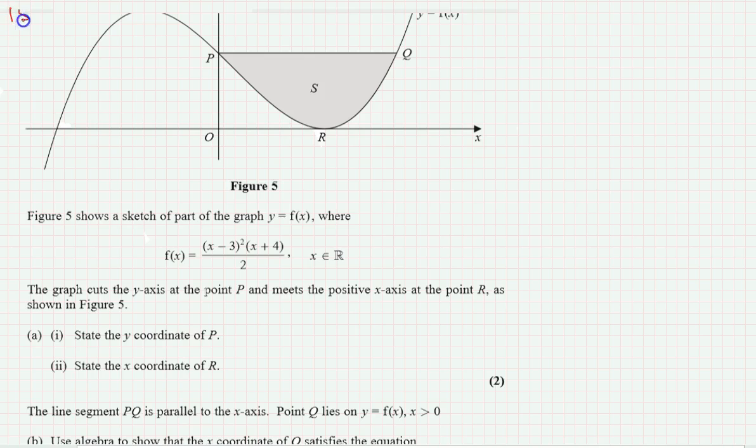This is question number 15. This is y is equal to f(x). It shows the sketch of a part of a graph where f(x) is (x minus 3) squared times (x plus 4) over 2, x is a real number. The graph cuts the y-axis at P and meets the positive side of x-axis at R. State the coordinate of P and state the coordinate of R.